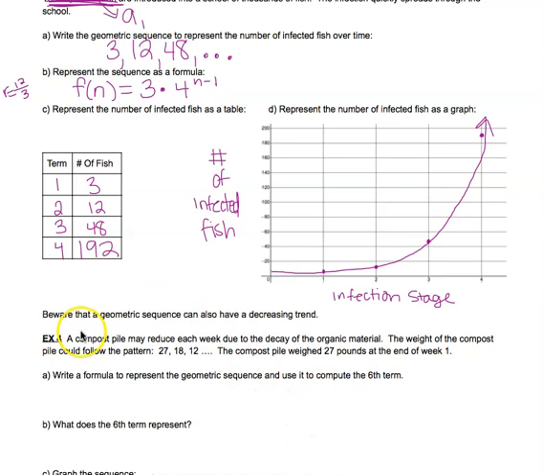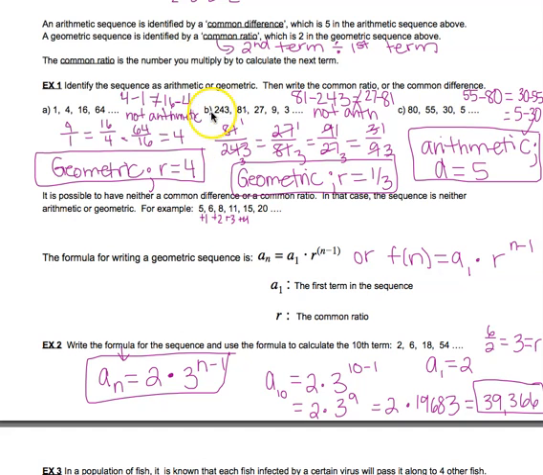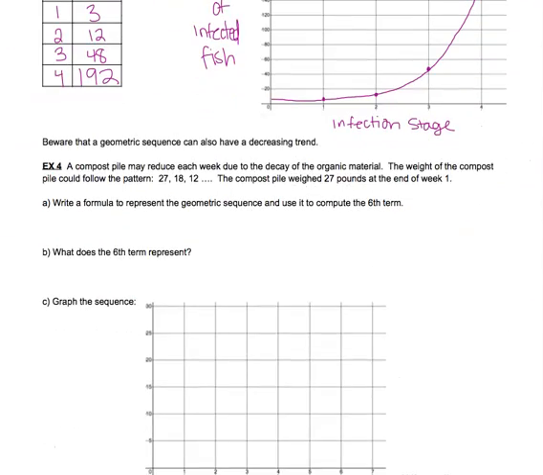So remember, a geometric sequence can also have a decreasing trend. We saw that here in example 1b. This was geometric, but the numbers were going down. So let's look at an example of that. Very similar to example 3, except we're decreasing.